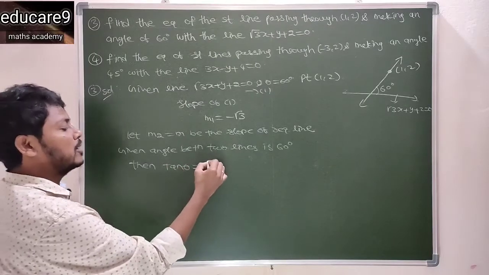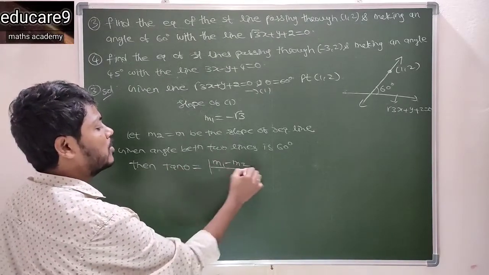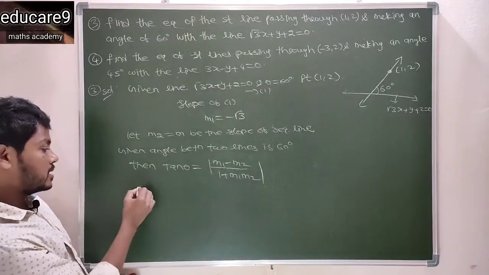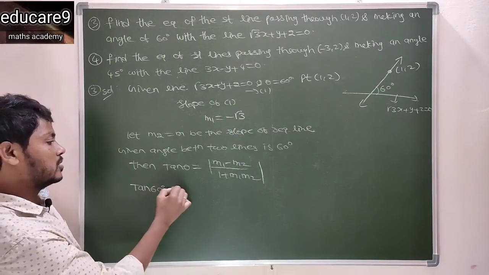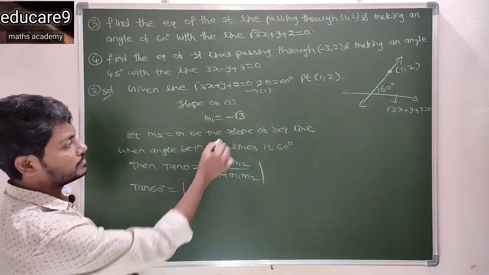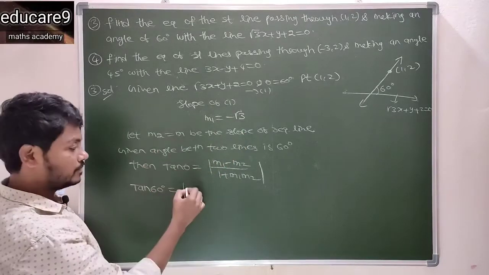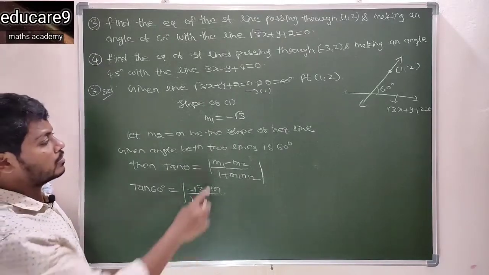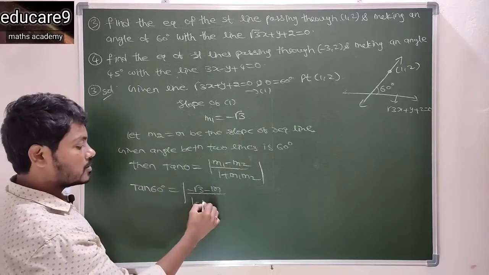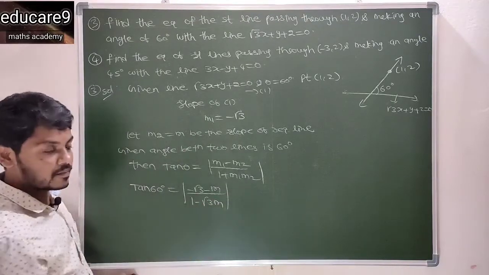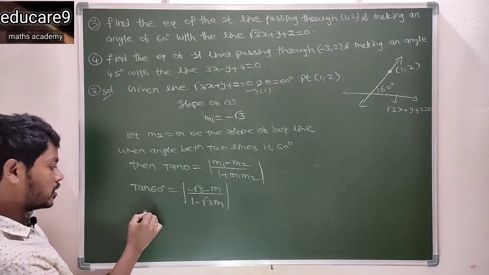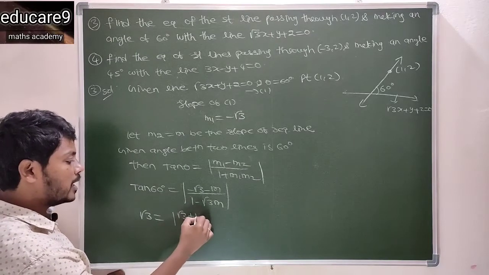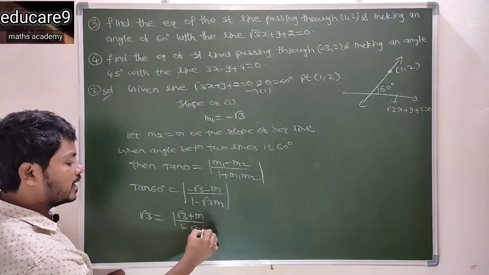tan theta is equal to what? Modulus of (m1 minus m2) by (1 plus m1 m2). So theta equal to 60 degrees. Therefore tan 60 is equal to modulus of (m1 minus m2), so minus root 3 minus m, divided by 1 plus m1 m2, so minus root 3 into m, so minus root 3 m. So tan 60 value is root 3. Here minus is common, you will get modulus of (root 3 plus m) by (1 minus root 3 m).